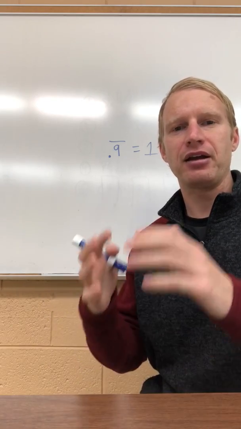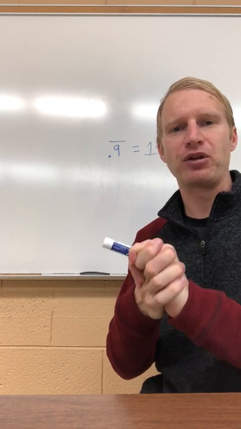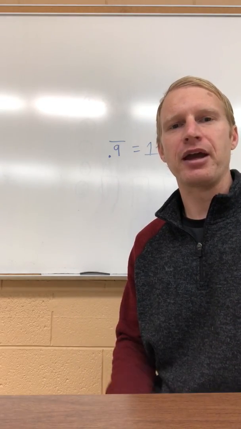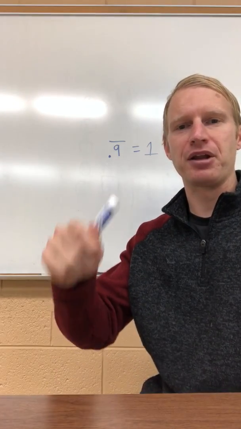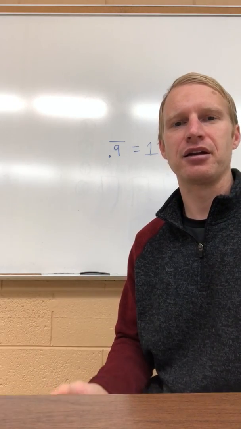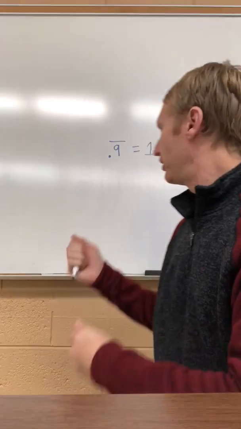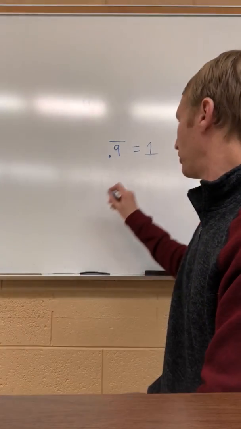But before I do that, if you don't believe me on that, think of a number between 0.9 repeating and 1. Can you think of a number between the two? And you can't, because 0.9 repeating is 0.99999999999 forever.